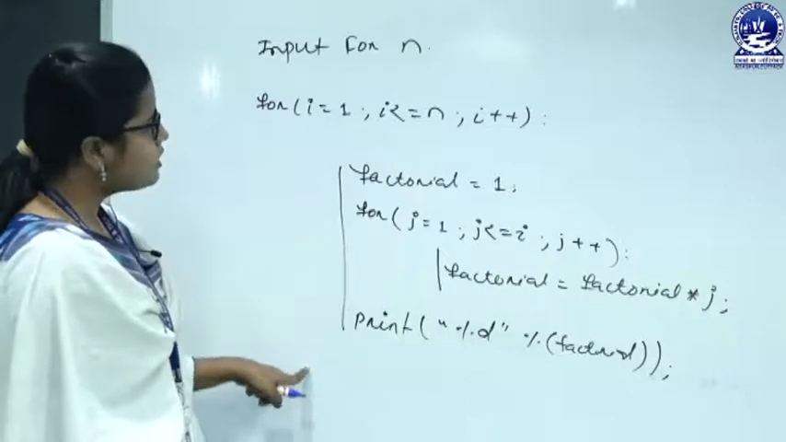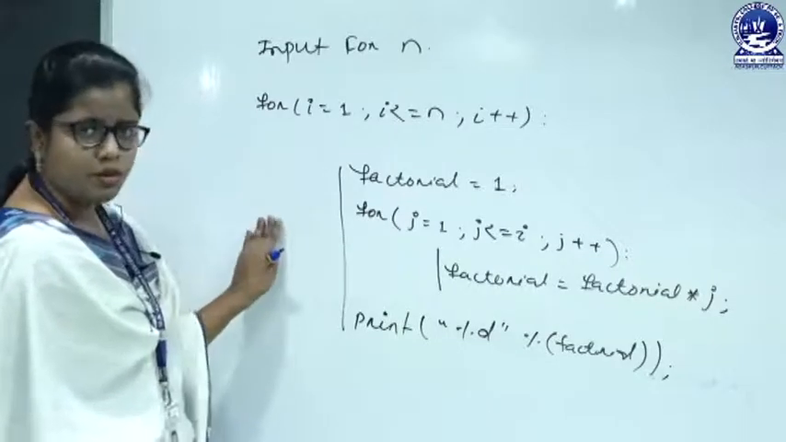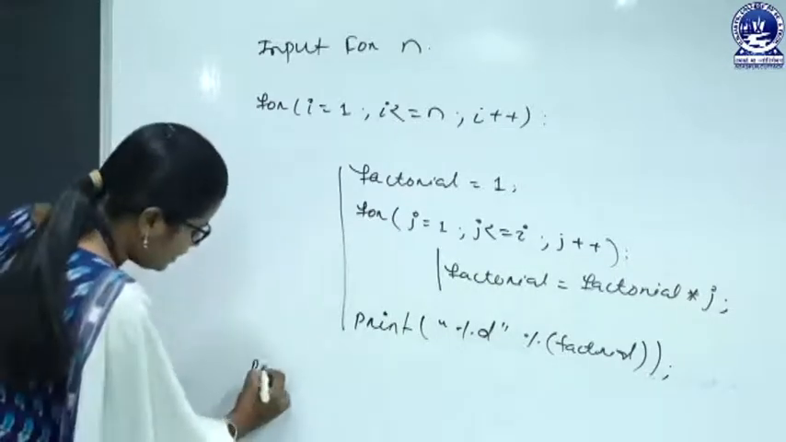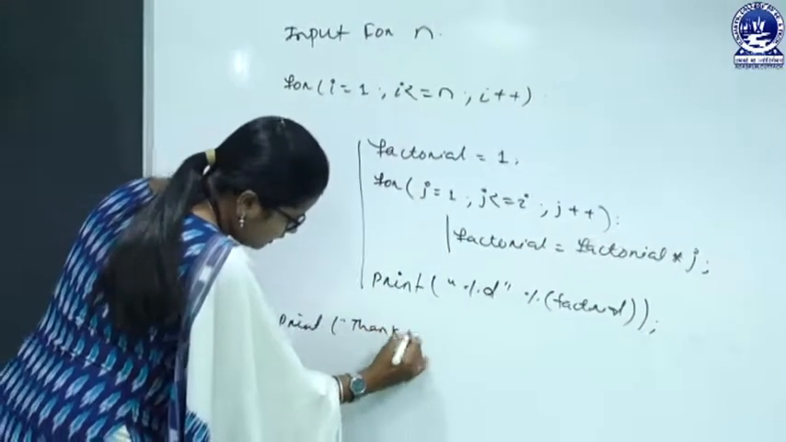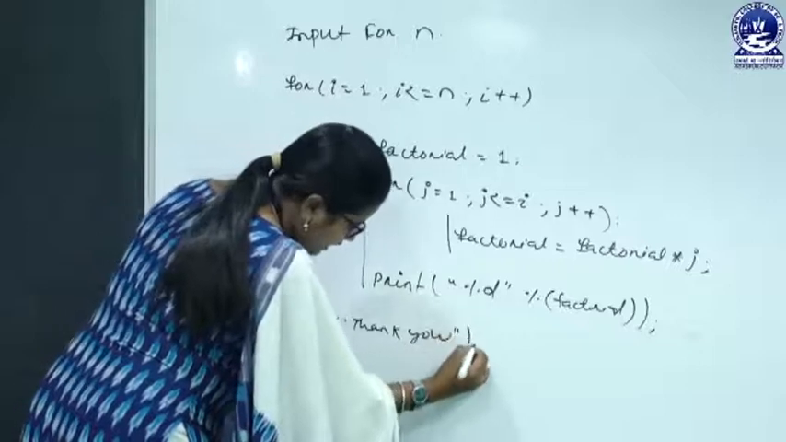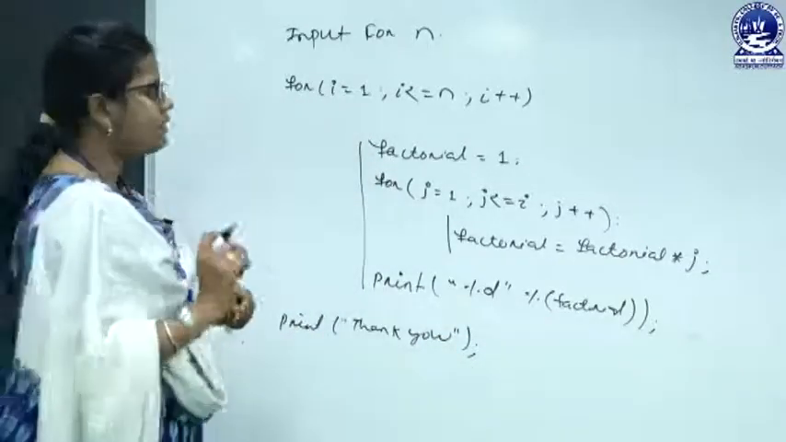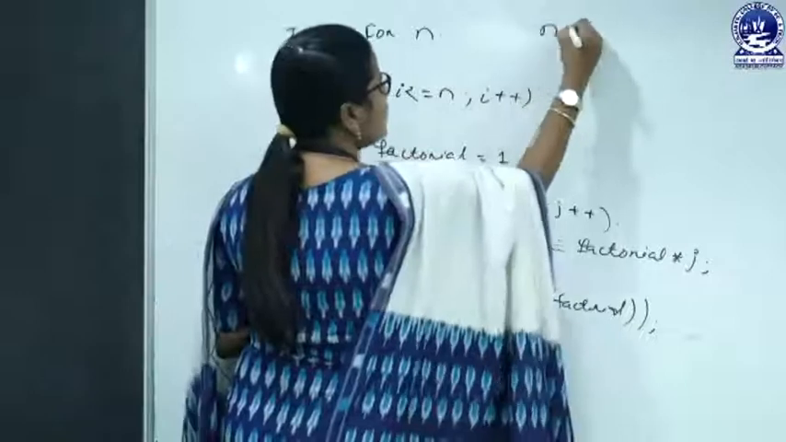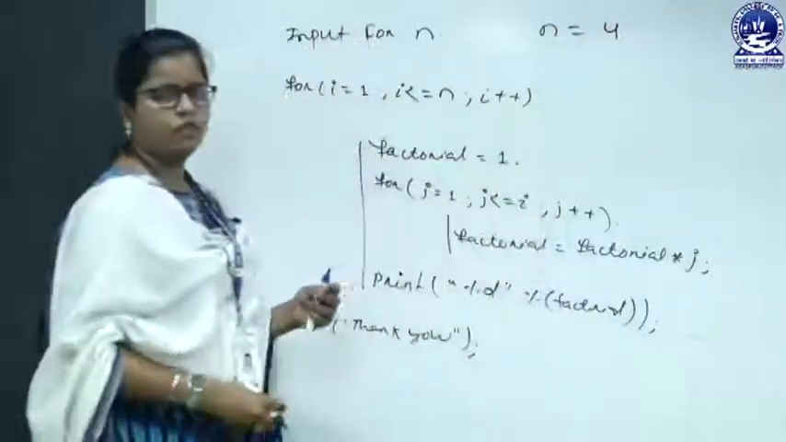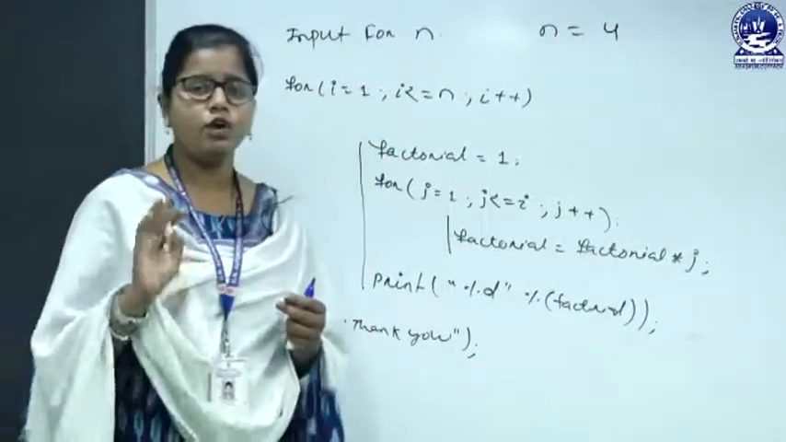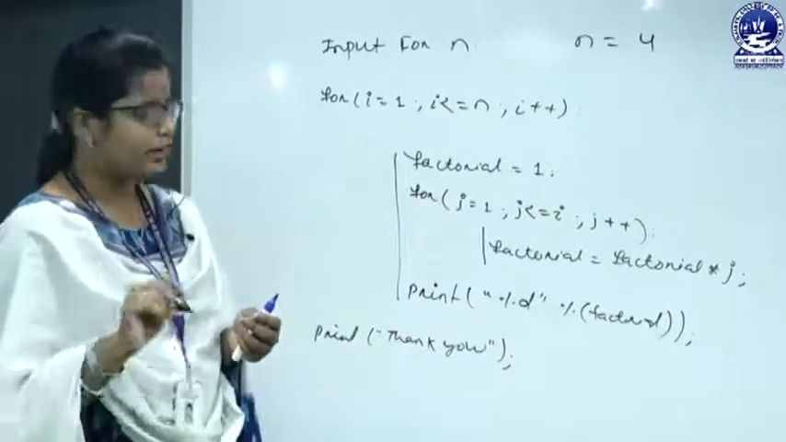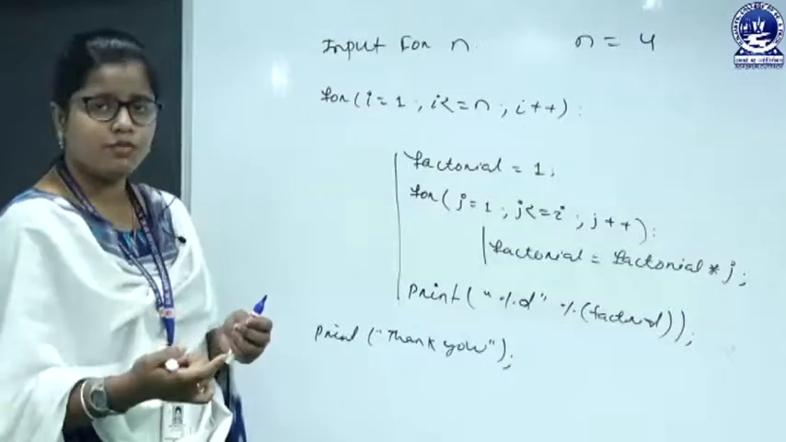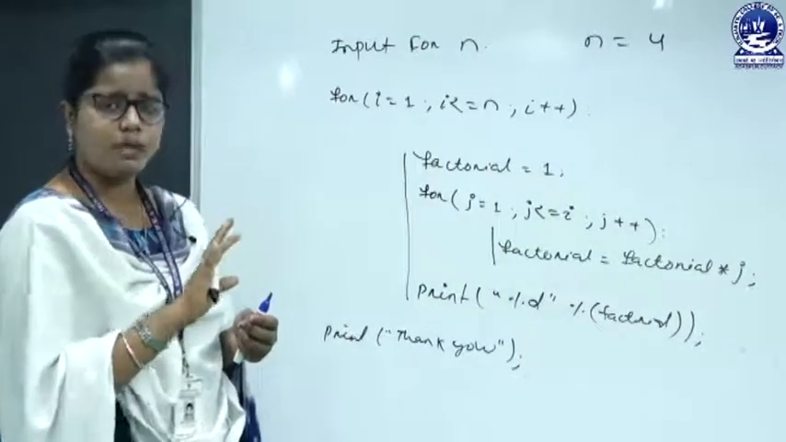So after this we have completed our question. Suppose here I am printing "thank you". So let's see if it is actually executing or not. Suppose for n I am taking the value 4. So we have to print 4 numbers of the series, that means 1, 2, 6 and 24. So let's see whether we are actually printing these 4 numbers or not.